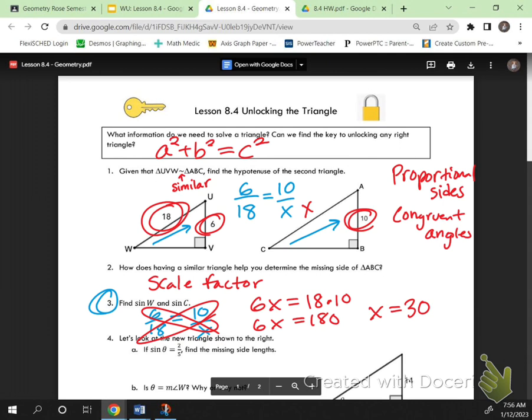Great. Number 4. Let's look at a new triangle. A completely new triangle. If the sine is 2/5, can you find the missing lengths? I want you to turn and talk with your partner. How does 2/5 help me find the missing lengths on this triangle? Turn and talk with your partner. Give it a try now.